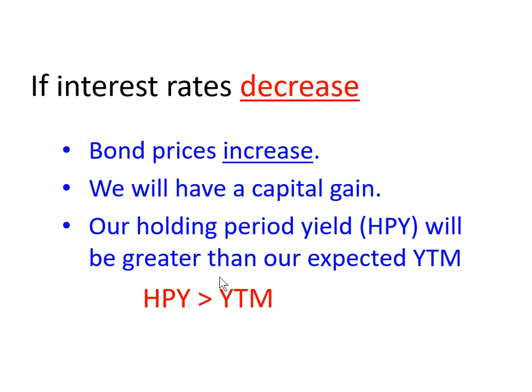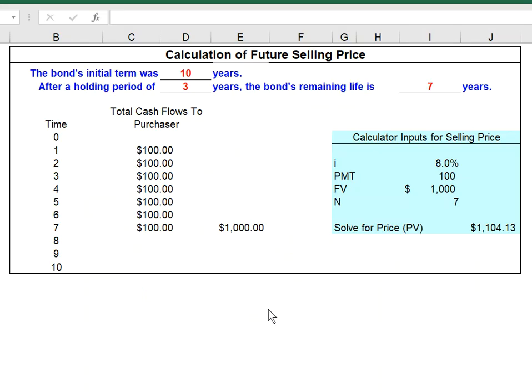As a final case, let's consider what happens when interest rates decrease. Of course, when interest rates decrease, we expect bond prices to increase, which will result in a capital gain, and our holding period yield will be higher than our expected initial yield to maturity. Let's take a look at an example. We've got our same initial bond that was purchased when interest rates were 10%, selling at par. If interest rates drop to 8%, people won't be willing to pay $1,000 for our bond.